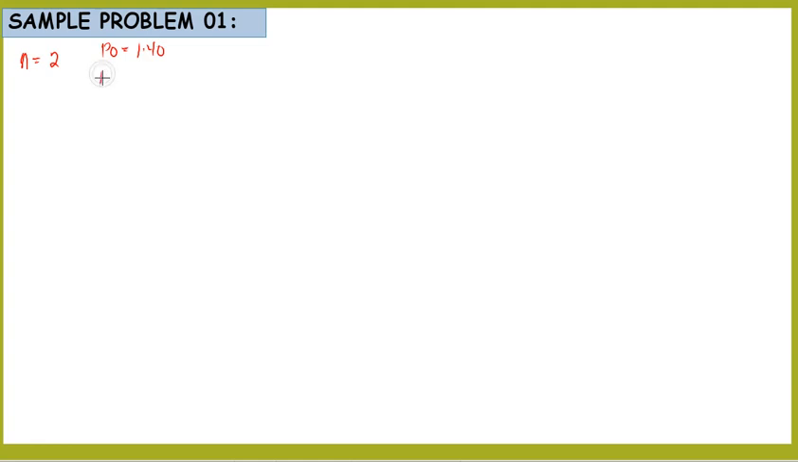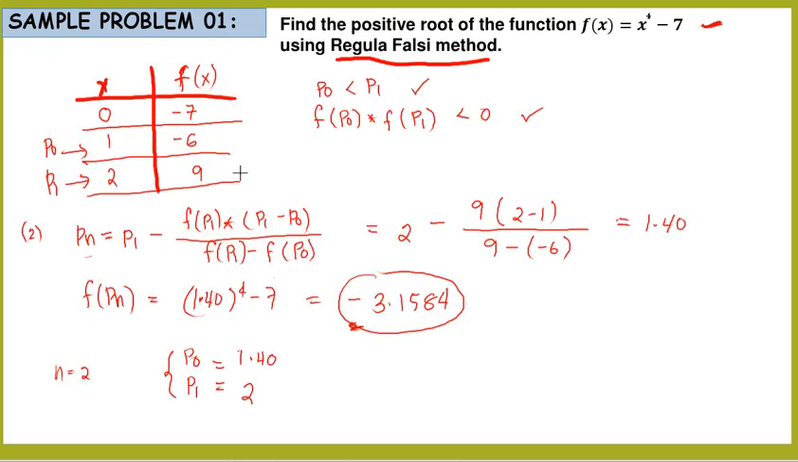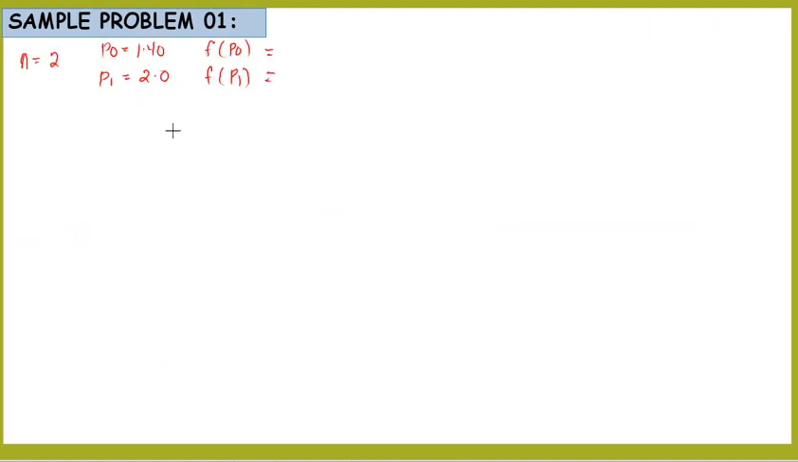Our P1 is 2.0. And actually, we already got the function of these, right? Which is equal to the function of P0. This one is negative, since our P0 is negative 3 point. This is the function of our P0, and the function of our P1 is this. So the function of our P0 is negative 3.1584 and the function of our P1 is 9.